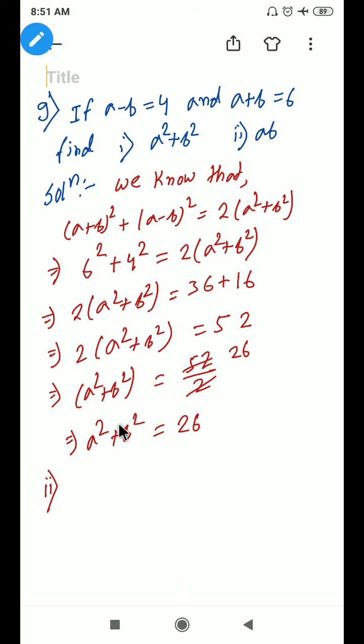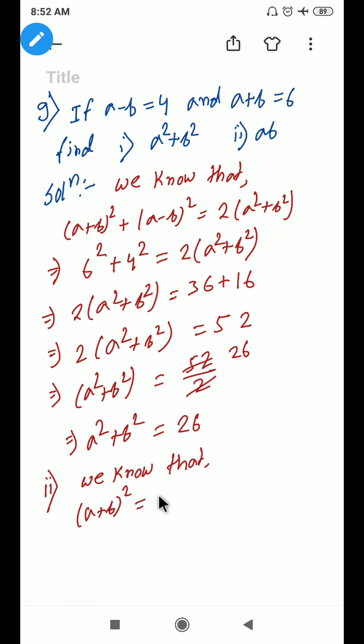So how to find this value? Again, which things are given? A minus b is given, a plus b is given, and we just found a square plus b square value. So which formula can you use here? You can use the (a plus b) whole square formula or the (a minus b) whole square formula for finding ab's value. We are using here the (a plus b) whole square formula.